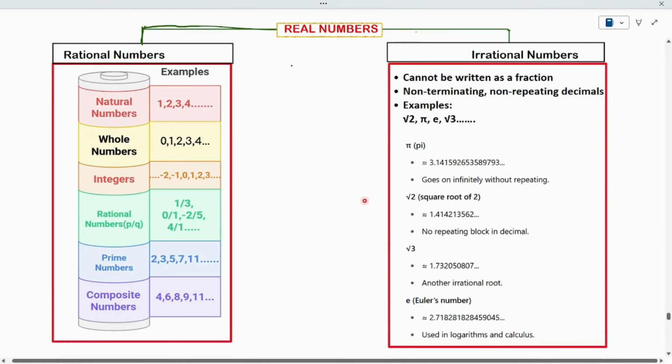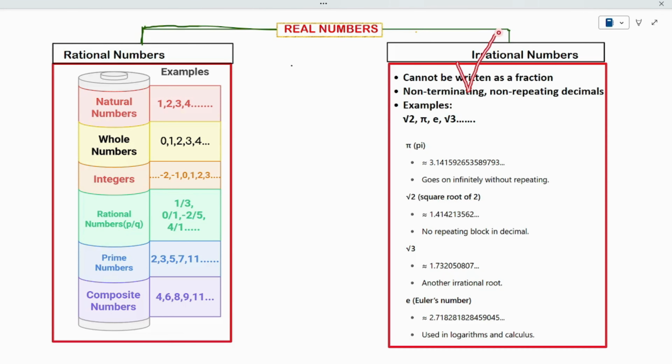So, we have gone through all the rational numbers and their types with their definitions and examples. Then coming to the irrational numbers. What are the irrational numbers? Simply, numbers which cannot be expressed in the form of p by q, I can call an irrational number. So, an irrational number cannot be written as a fraction, in the sense p by q. These irrational numbers are non-terminating as well as non-repeating decimals. For example, square root 2, pi, e, root 3 are examples of irrational numbers.